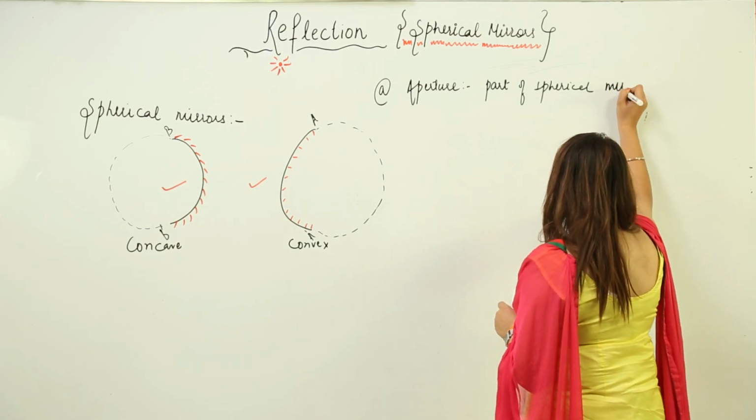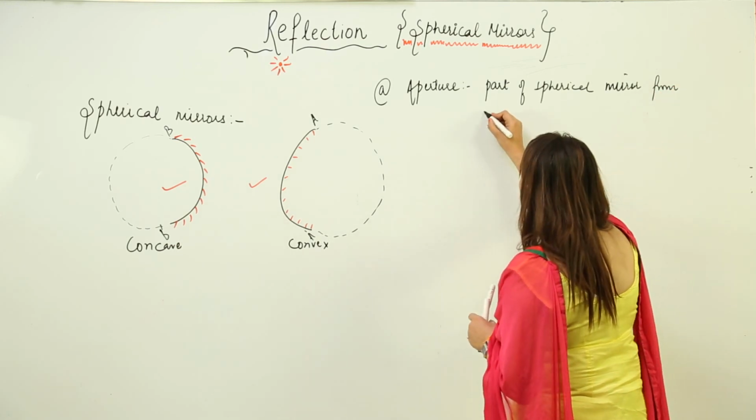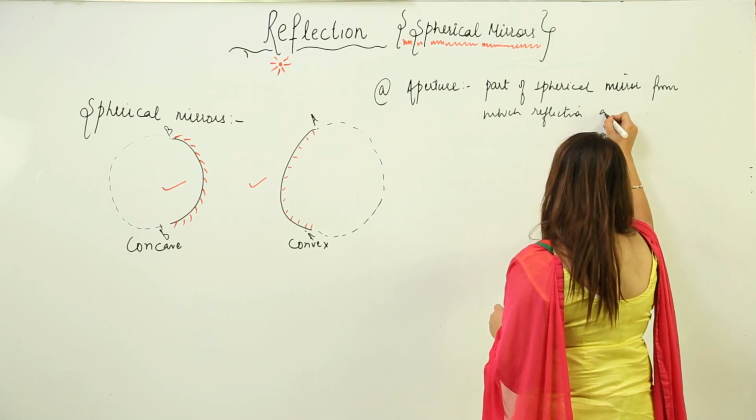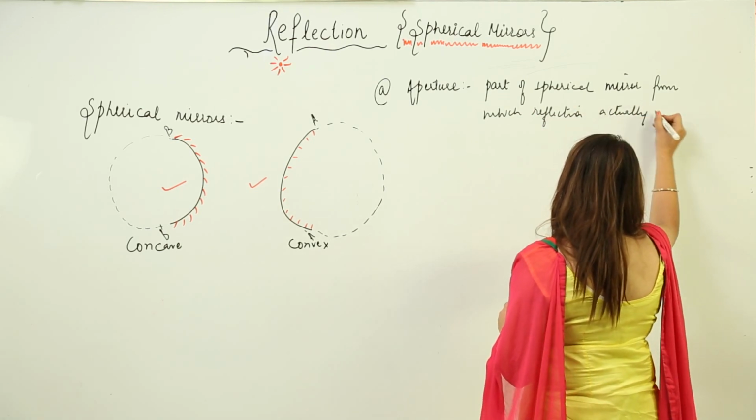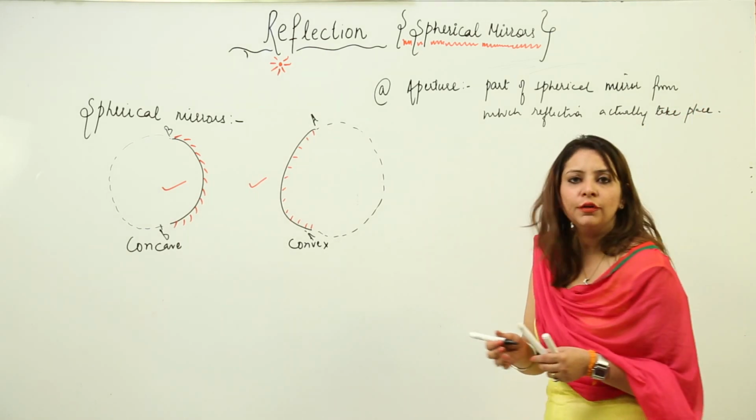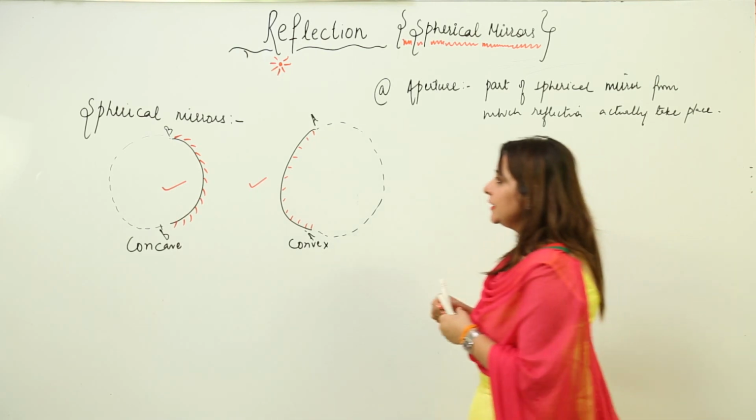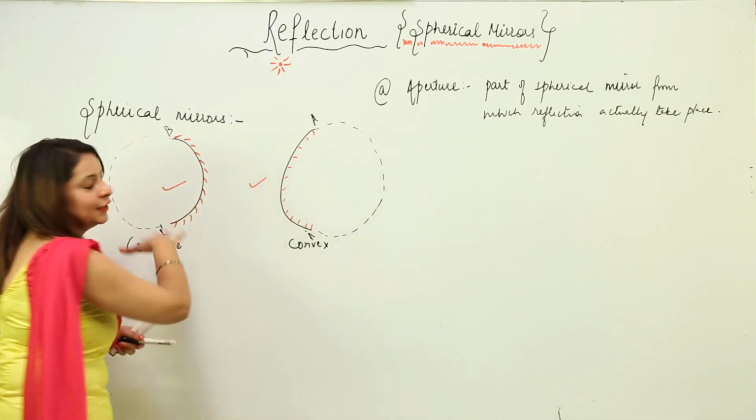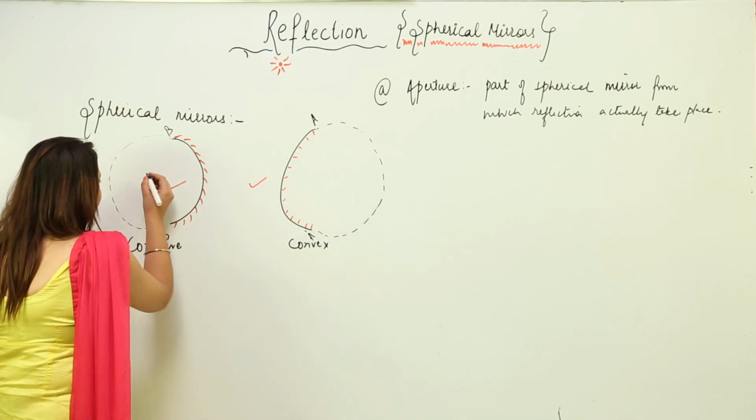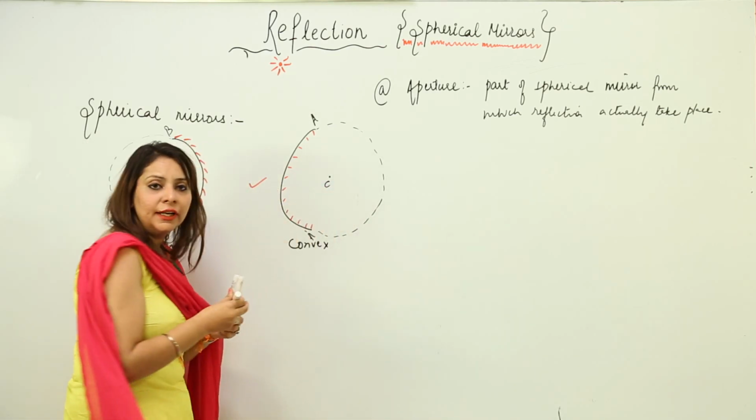Aperture is a part of a spherical mirror from which reflection actually takes place. That is called the aperture. As I told you, if we complete this, it will become a circle, it will become a sphere. The center of the sphere is called the center of curvature.